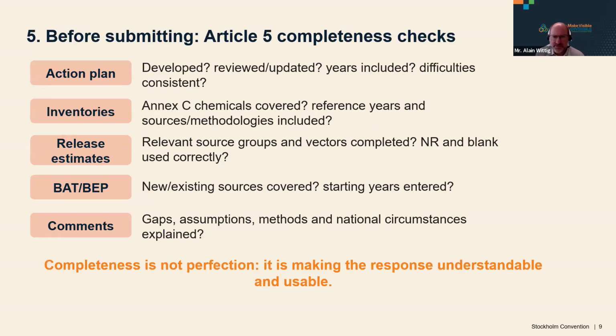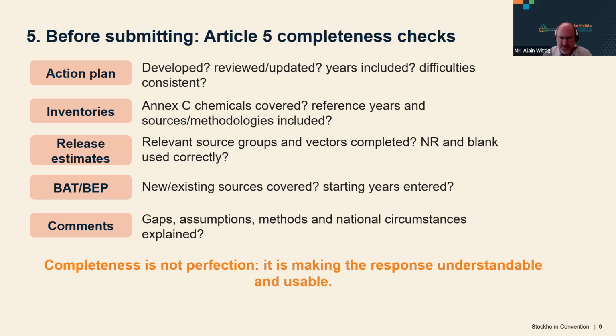So this is my final slide. It's just listing a few checks you can do before completing that section to make sure your data is as complete and correct as possible. So first, with regard to the action plan, you can check again: is the status clear? Are the relevant years included? If difficulties are reported, because you have that option to report on difficulties, are those answered in a consistent manner?